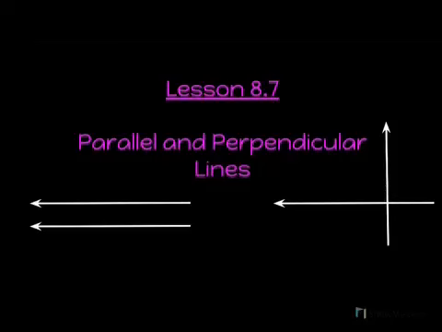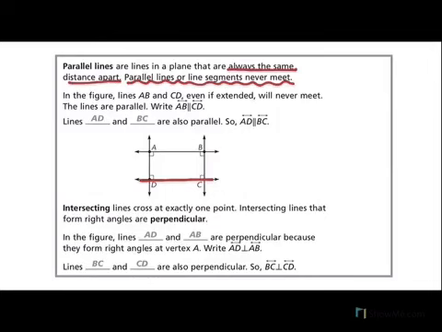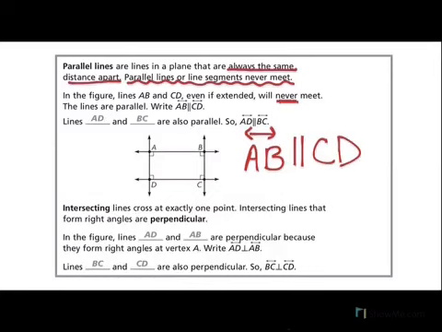In the figure, lines AB and CD, even if extended, will never ever meet. So we call those lines parallel. We would write line AB is parallel to CD. So here's how we would write line, and then if they're parallel, there's my symbol. And I'm saying it's parallel to line CD.